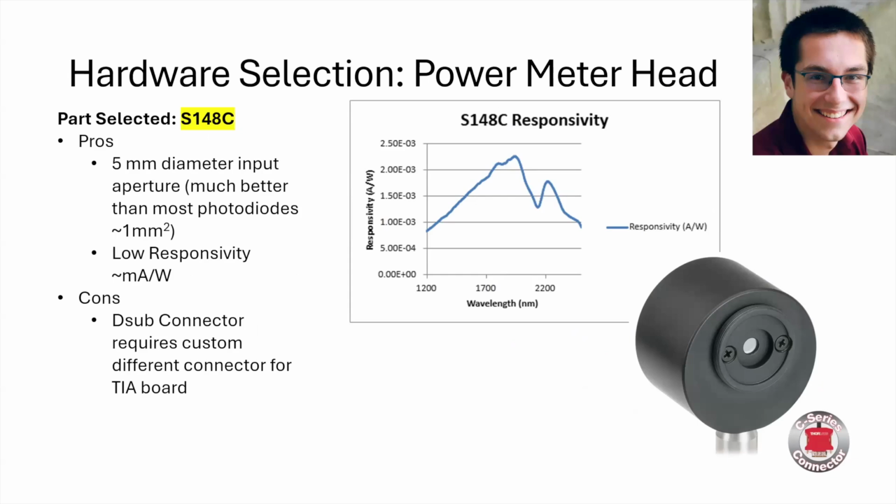For our optics hardware selection, we chose this power meter head from Thorlabs. The main advantages of this are that it has a 5 millimeter input aperture, which is much better than most photodiodes, as well as a really low responsivity. And this made it really ideal for our application.